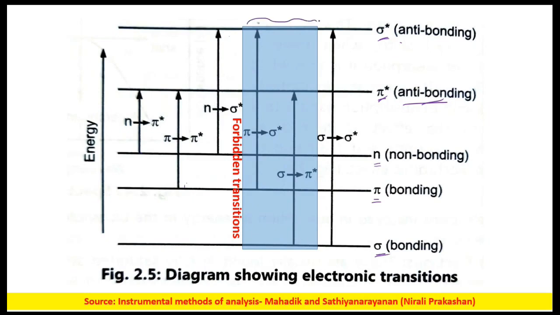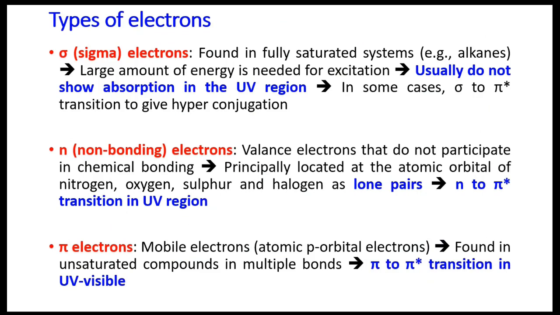However, these two transitions, pi to sigma star and sigma to pi star, though they are theoretically possible, are forbidden transitions. Practically, they are not occurring. Okay. Then lastly, we have sigma to sigma star transitions, and as we go from left to right, you will find that there is an increase in the energy which is required to cause these electronic transitions. Okay.